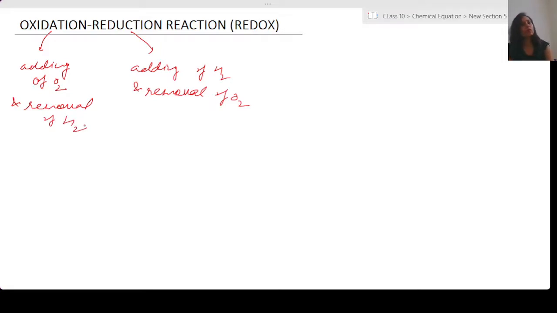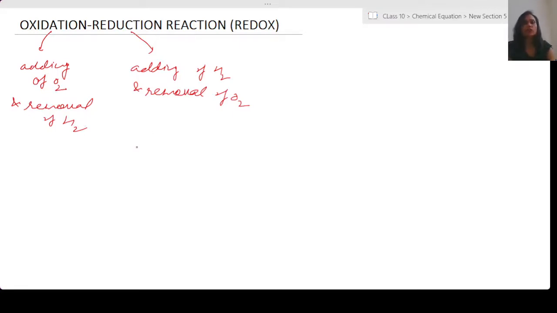Okay, so they both are opposite to each other, and how we can identify whether there is an oxidation which has happened in a reaction or a reduction, how we can identify it. Now before undergoing that, we will first try to understand a very simple experiment here.